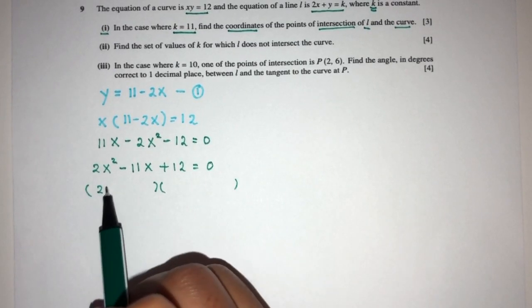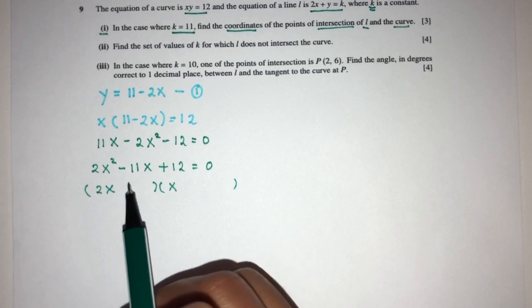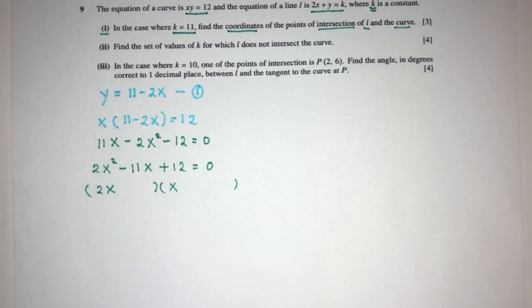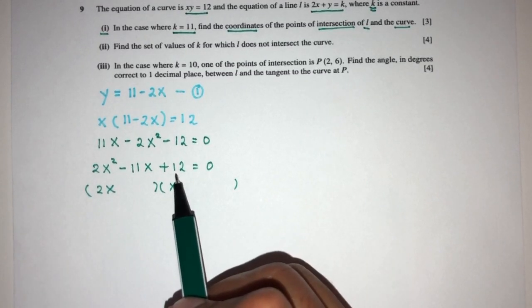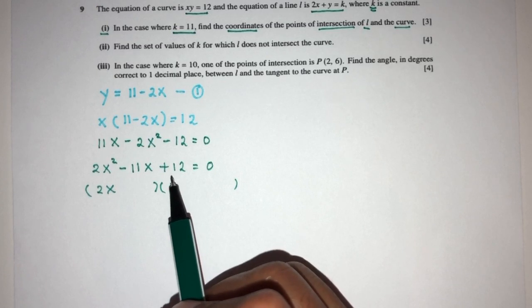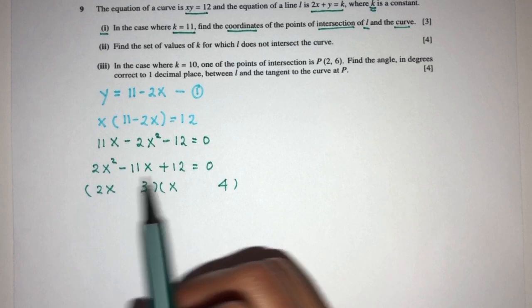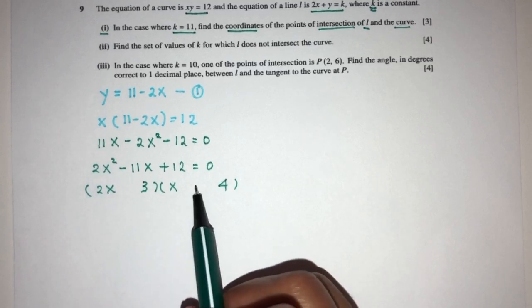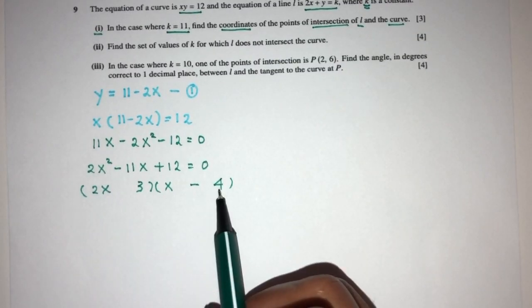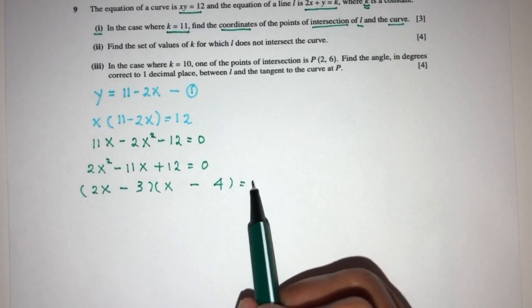That will be 2x times x. Now here we need minus 11, so let's see what can we have. We can have 1 times 12, or we can choose 4 times 3. So let's put 4 here and 3 here. To get minus 11, we have to have minus 8, which is 2x times minus 4 and minus 3.